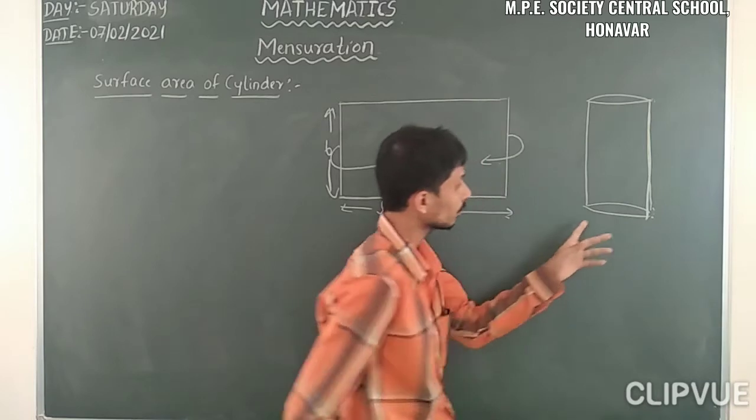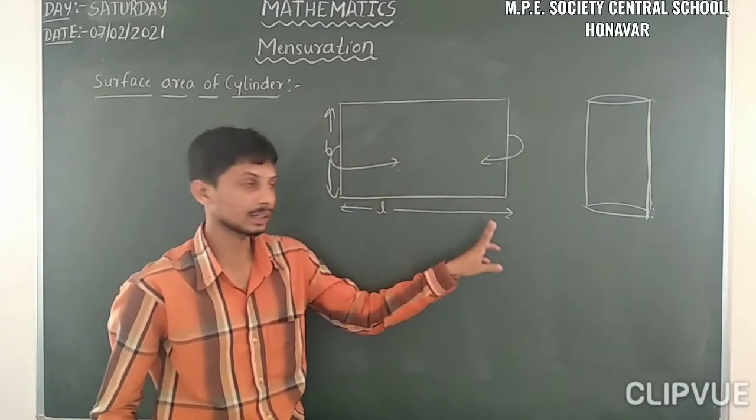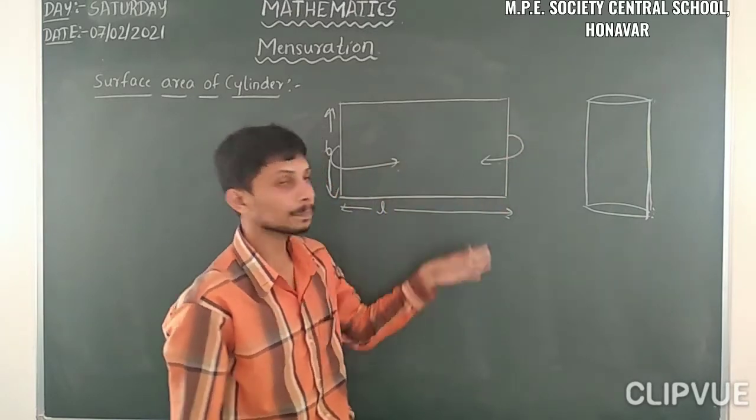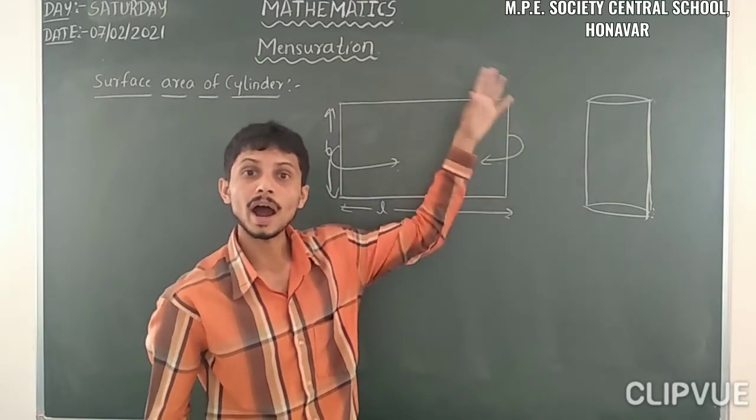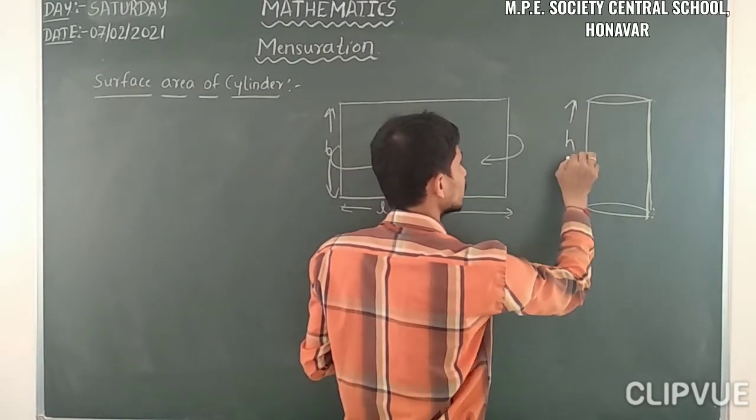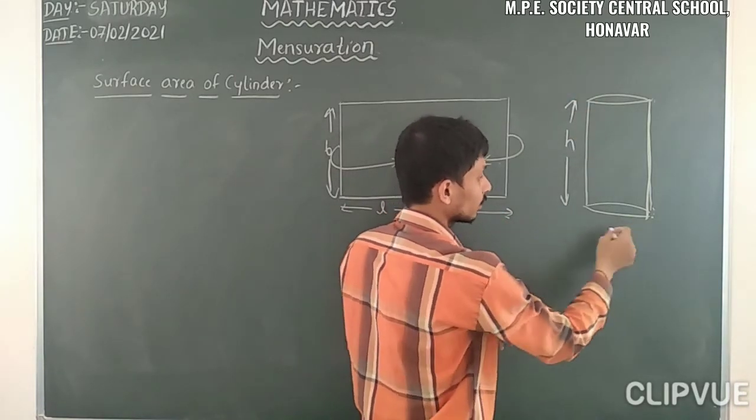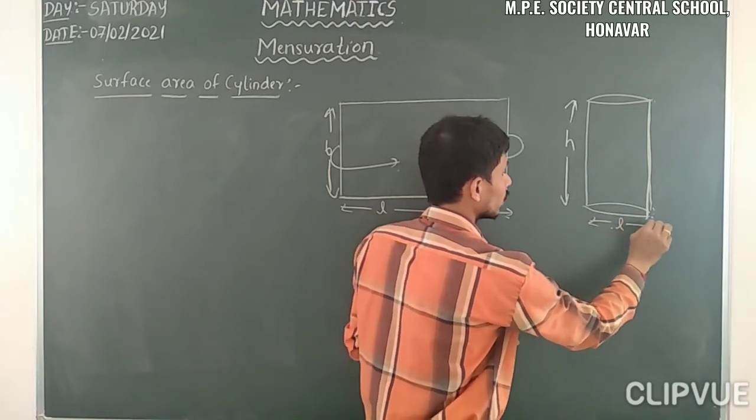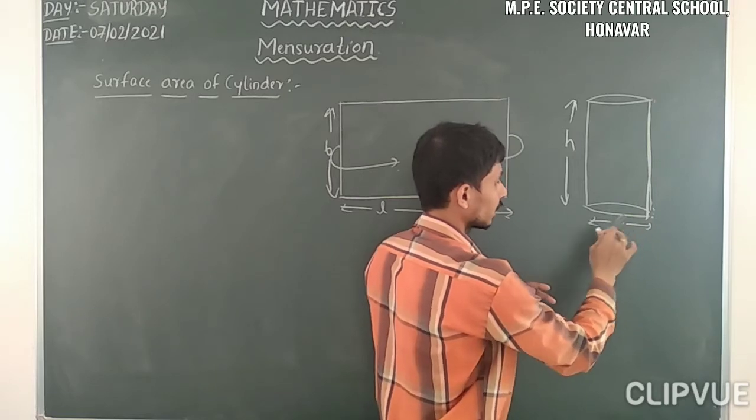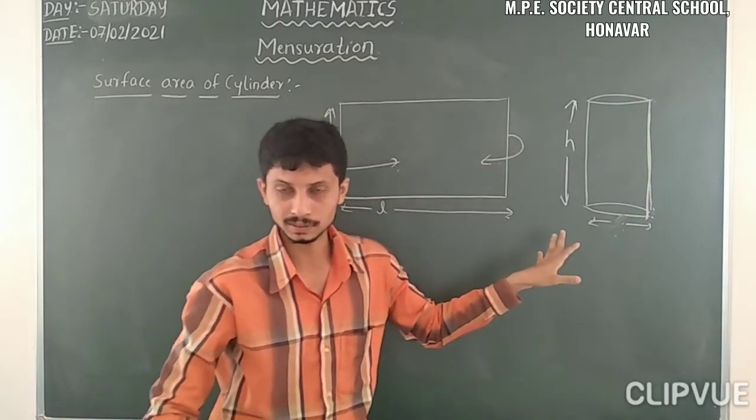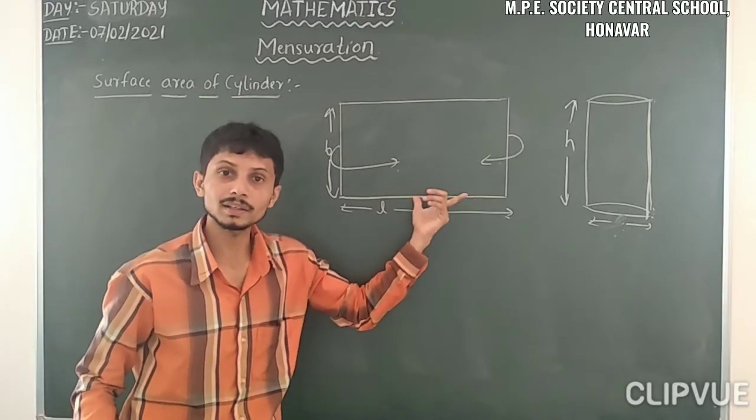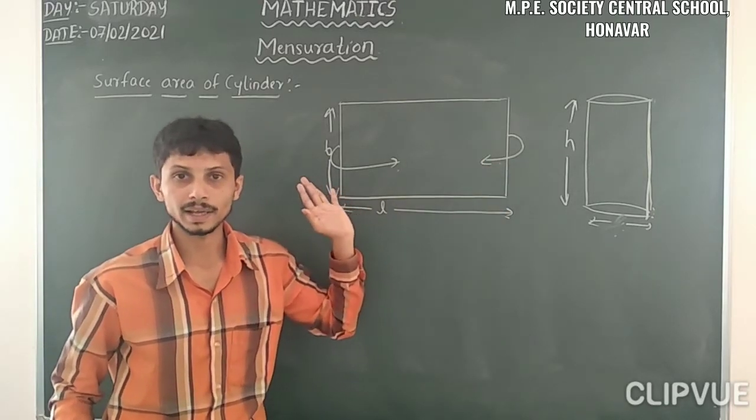Yes. So that means whatever length part we have is rotated into the form of a circle, and whatever breadth part we have is converted into the height of the cylinder. This one is nothing but the height of the cylinder, and the length is converted into the circumference. So this is how we can convert a rectangle into a cylinder.